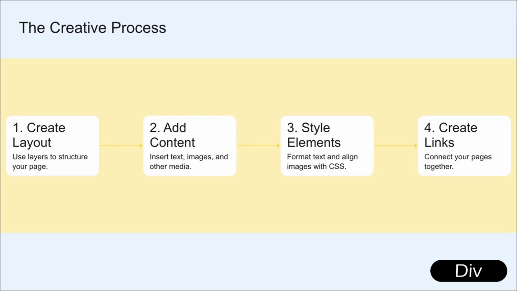So the whole creative process gets boiled down into a few simple stages. First, you create the layout. Then you drop in your content. After that, you style everything to make it look good. And finally, you link your pages together. What's crazy is that each of those simple clicks could be generating hundreds of lines of HTML and CSS code for you automatically.